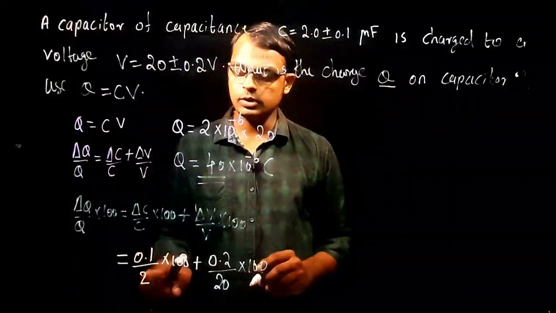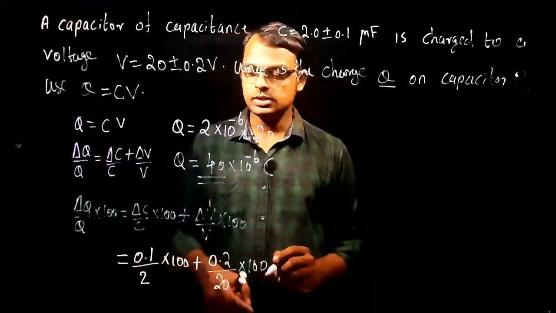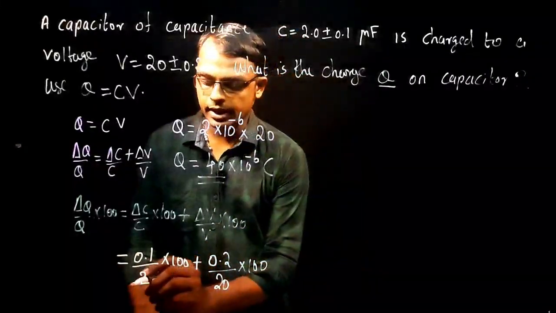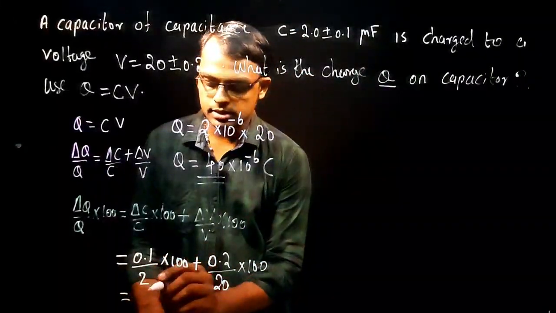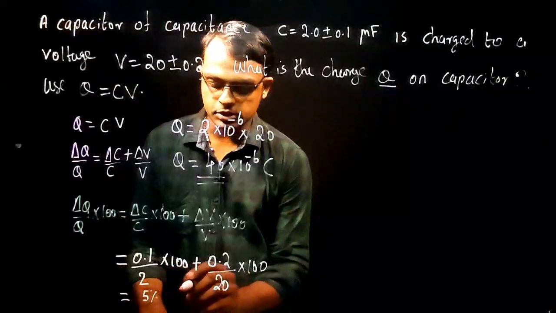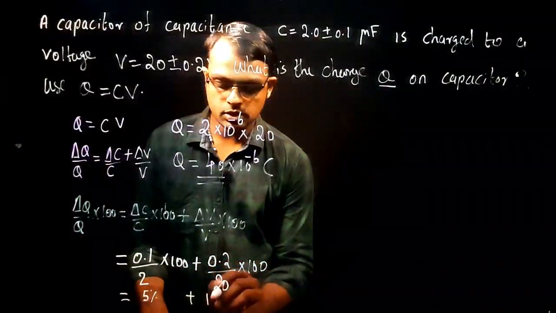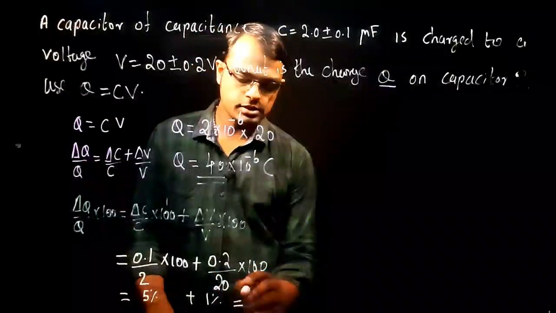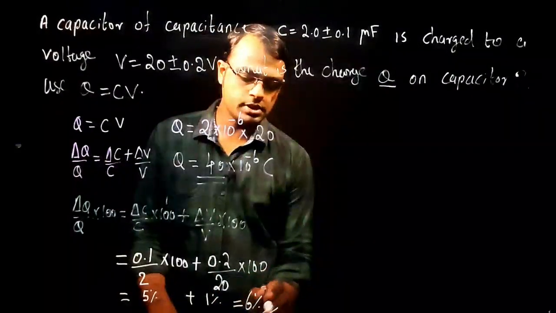Now you calculate this value, what final value are we getting? 0.1 divided by 2 into 100. What is the answer? You calculate. You will be getting the answer as, this is 5% plus this is 1%. That is equal to 6%.